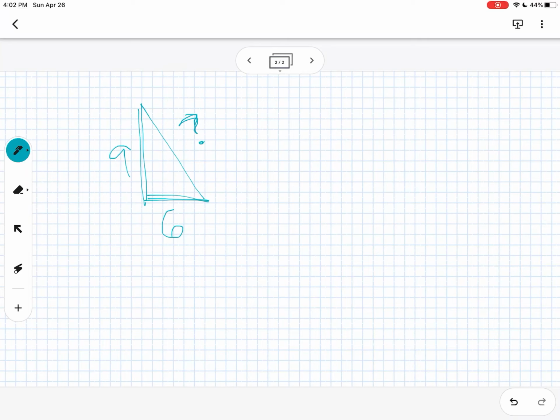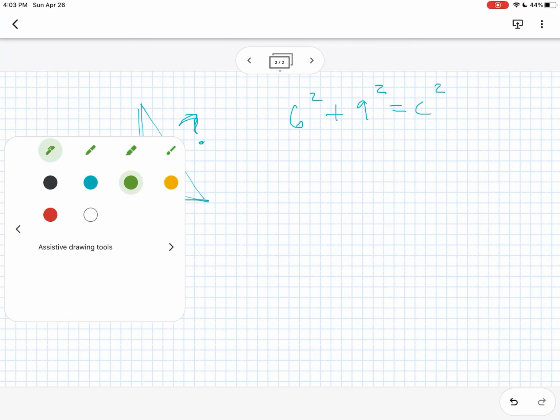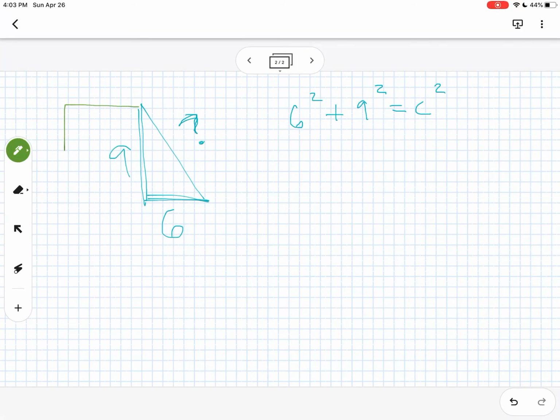So what we're going to do is take 6 and square it, and then do plus 9, and square that. That's going to give us this side, the C squared. If you want to draw squares off of it, you can. You could draw a square here and a square here, and if you counted each of these, you would see this is 36. 6 squared is 36. 9 times 9 is 81. So this is 81, and that is equal to C squared.